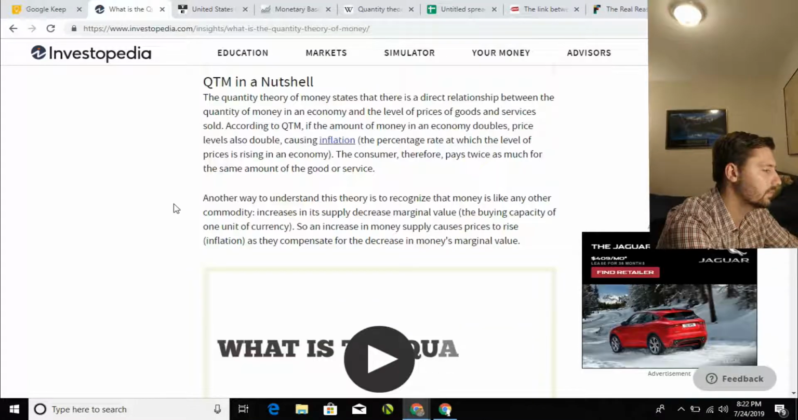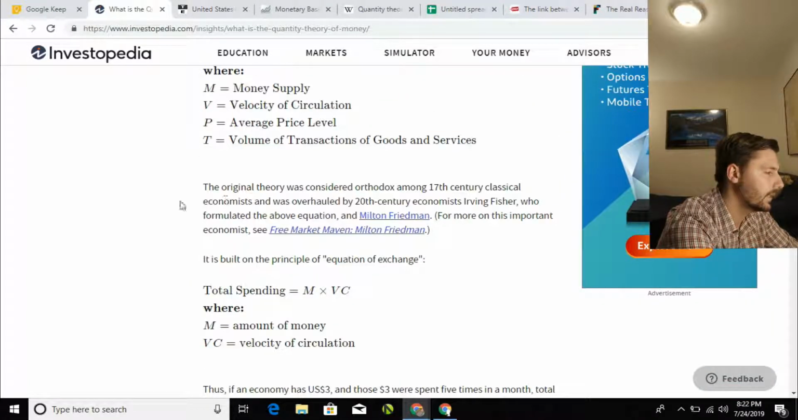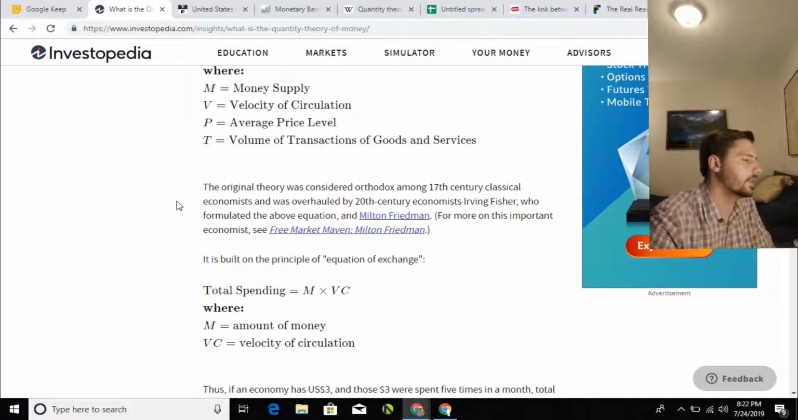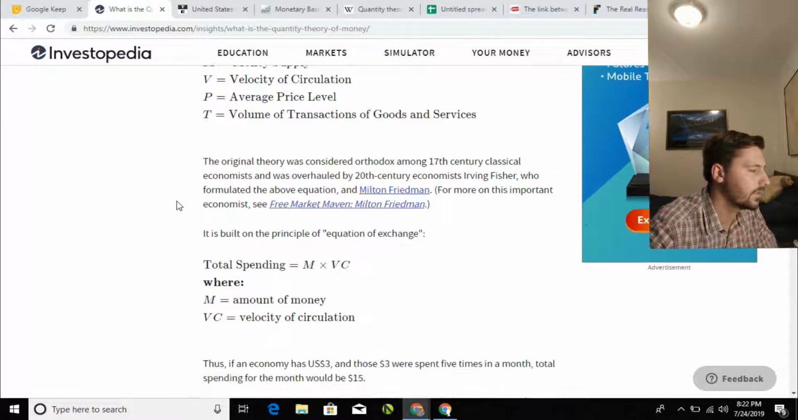Now, as you can see, the original theory was considered orthodox during 17th century classical economists. It was overhauled by 20th century economist Irving Fisher, who formulated the above equation, and Milton Friedman. Now, that's the other big thing.